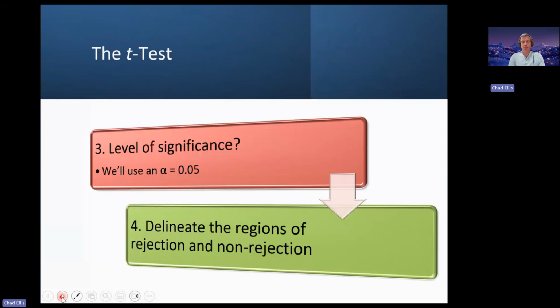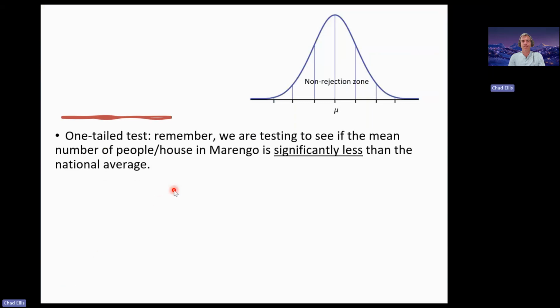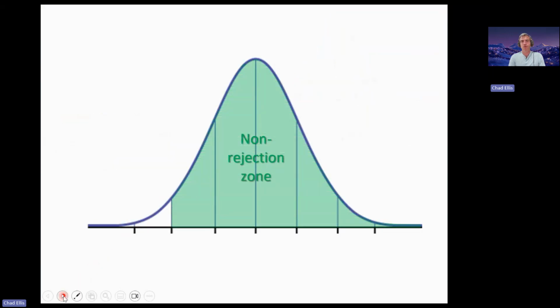And now we can delineate the regions of rejection and non-rejection. In terms of the type of test, we're going to do a one-tailed test, because the way we formulated our question is that we're wondering if the Marengo sample mean is significantly less than the national average mean. So we're going to set our rejection zone to the left, a one-tailed, left-tailed test. If our test stat comes back in this zone, we're going to reject the null hypothesis. If it lands anywhere to the right of that rejection zone, we fail to reject the null hypothesis. So in diagram form, there's our non-rejection zone, 95% of the area underneath the curve, and then the left-tailed, one-tailed test, our rejection zone being on the left side.